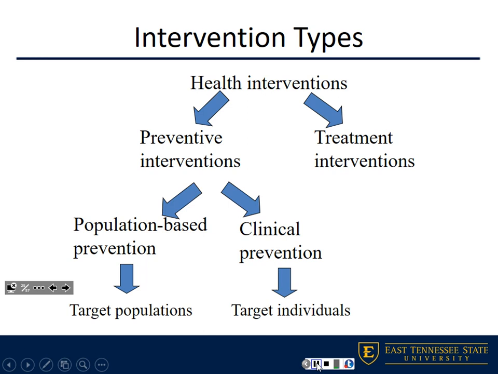With clinical prevention, the difference is you deliver the service to one individual at a time. Okay? So let's say a mammography test for the early detection of breast cancer is a clinical prevention measure. A colonoscopy for the early detection of colon cancer is a clinical prevention measure. A mass media campaign, okay, to encourage healthy eating or to promote exercise would be a population-based prevention intervention. Other examples of population-based interventions, targeting populations.